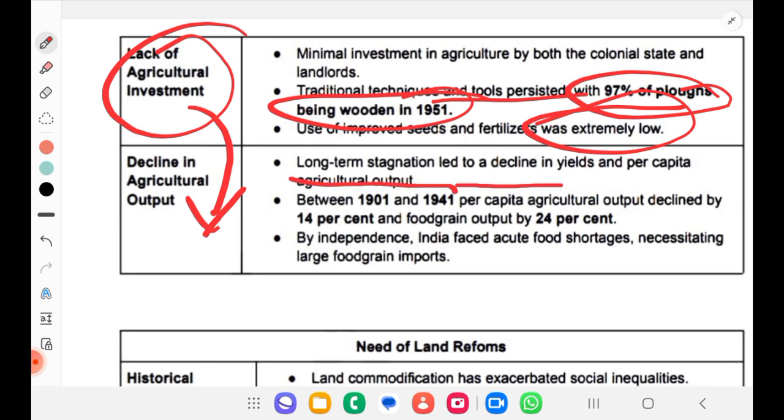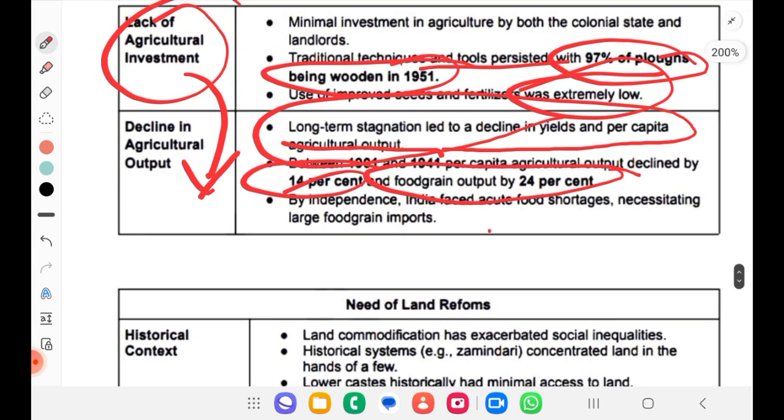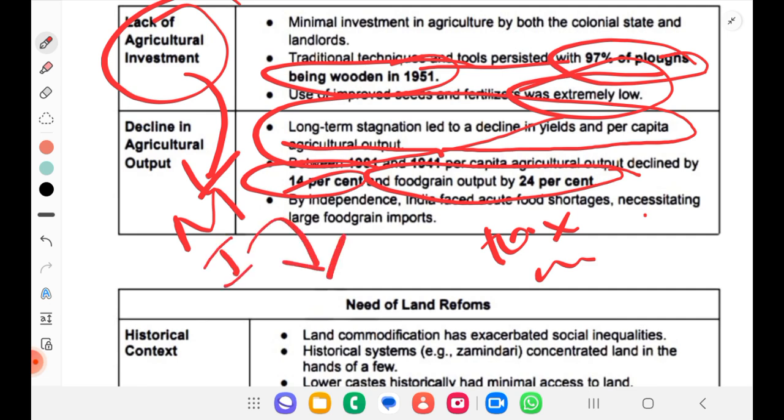Long-term stagnation led to a decline in per capita agricultural output. Between 1891 and 1941, per capita agricultural output declined by 14%, food grain output by 24%. By independence, India faced acute food shortages necessitating large food grain imports. So this was a problem. So what happened? Initially, high tax, middlemen, later indebtedness. So you can't invest. Indebtedness leads to lack of investment. Obviously, decline in output. This was the cycle.